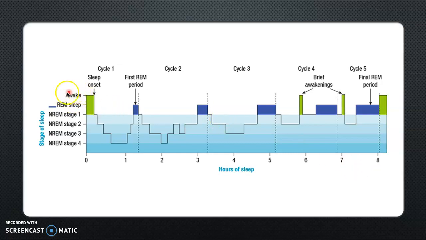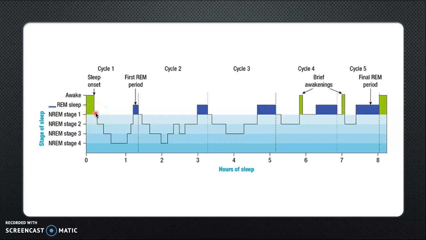this is our most aware stage. REM sleep is actually a much more active brain activity. So this is the next level of awareness. And as we go down, we become less and less aware internally and externally. As sleep starts, we have this sleep onset. So it's this period between being awake and falling asleep and going into stage 1.